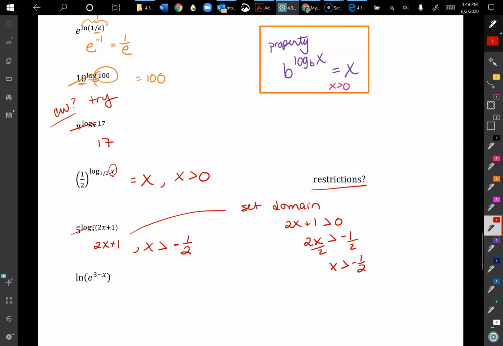Now on this one, we're going to have 3 minus x. Now this is an exponent being raised up. It's not written as a log there. So we're good. That can be all real numbers because this is an exponential side there. So as long as x is a real number, we'll be fine with that. That'll always come out to be a positive value inside where the log is.